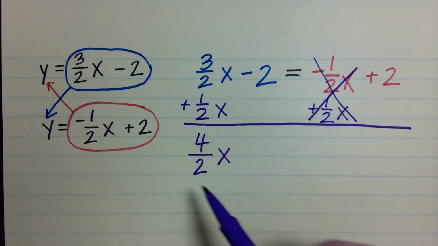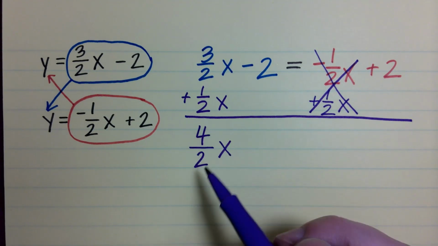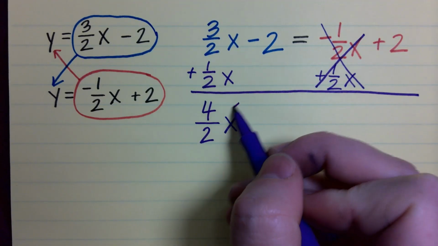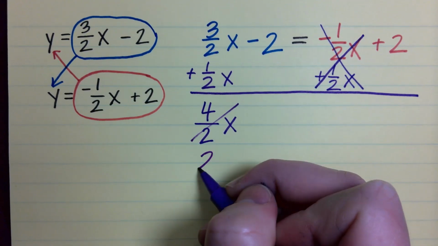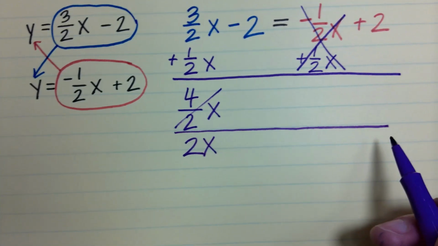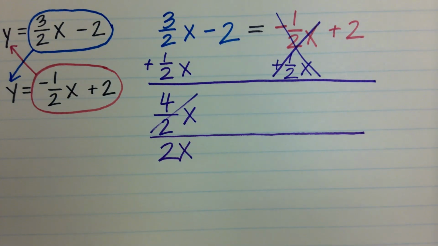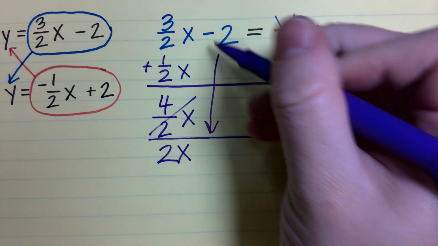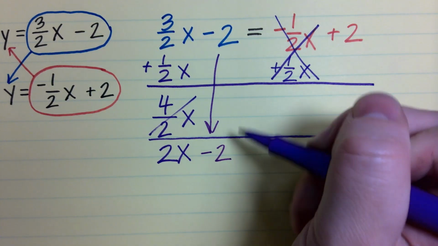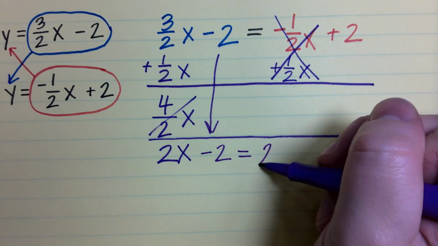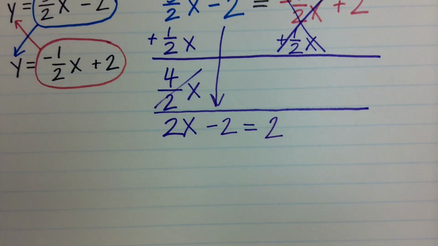Now we could simplify this. What's 4 divided by 2? 2. So let's cross it off and write 2x instead. What comes next? Bring everything down. I still have -2 on this side, equals plus 2. A lot of 2's.